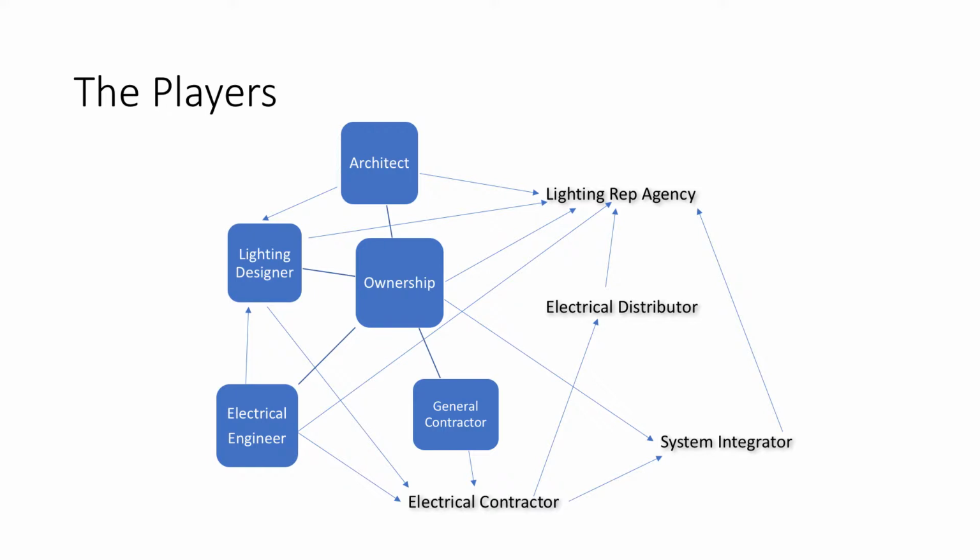And for larger scale projects, you have a system integrator, who typically gets involved with the electrical contractors. These guys tell these guys exactly what needs to be done. And ownership, of course, has to talk to the system integrator because they want the right effects to be in place at the very end of the project. There are electrical distributors who the electrical contractors work with. And of course, there are lighting rep agencies.